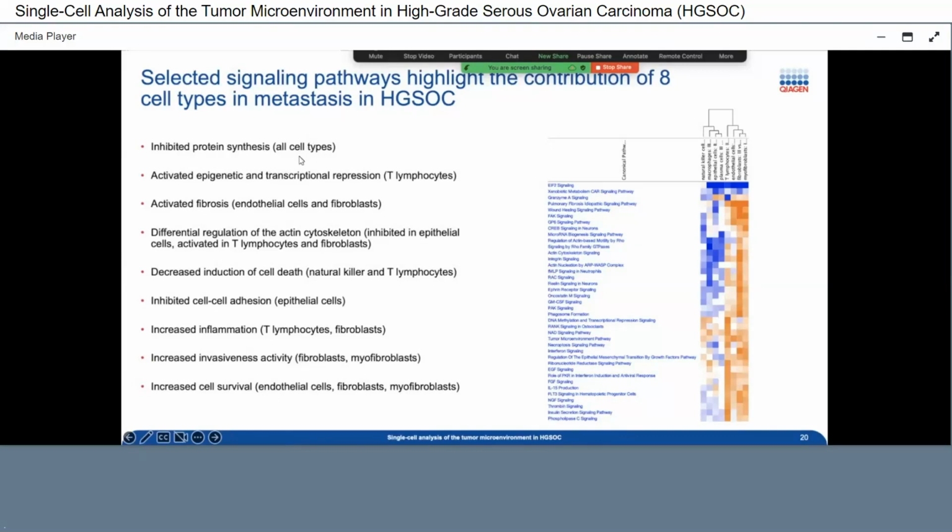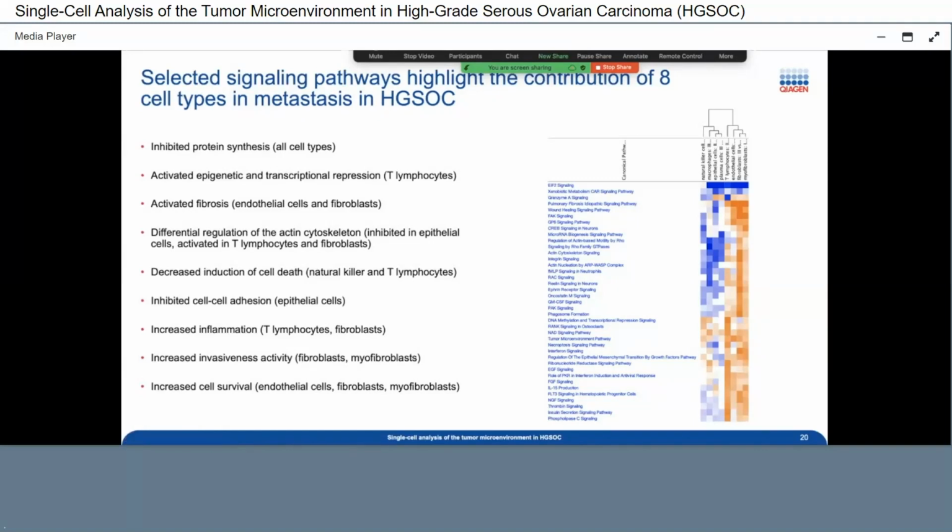You have, first of all, a general inhibition of the protein synthesis. It's special protein synthesis, but all the cell types, as you can see here, are predicted to be inhibited. You may have also activated epigenetic and transcriptional repression, specifically in T lymphocyte, as you can see here. This is highly activated for those particular cells. And also you have an activated fibrosis. You see that in endothelial and fibroblast.